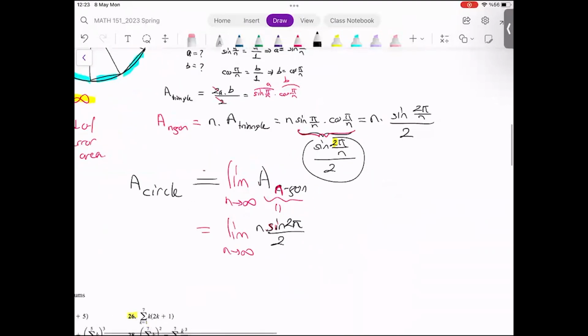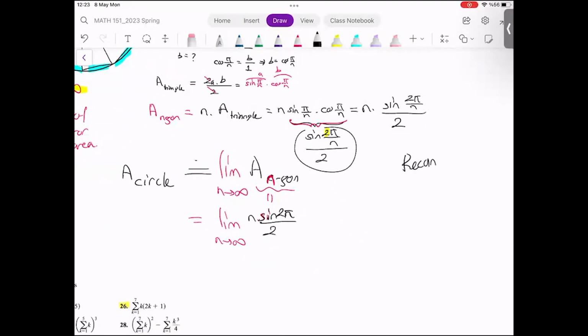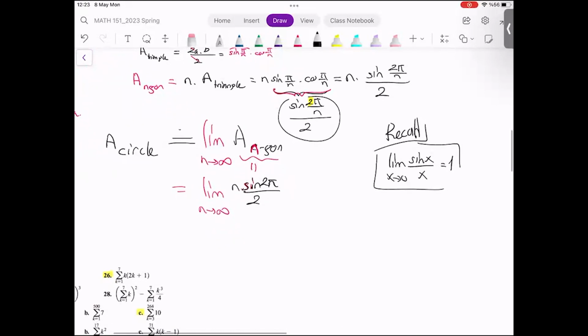There is another recall here that I can remind you. Do you remember this useful formula? What was this limit? We covered this in the beginning of the semester. It was 1. And now we can use this here. Normally, if n goes to infinity, this part goes to infinity, and sine 2 pi over n. Sorry, I forgot to write something here. You should warn me about those mistakes. Okay, this was the angle. Sine 2 pi over n as n goes to infinity goes to 0.